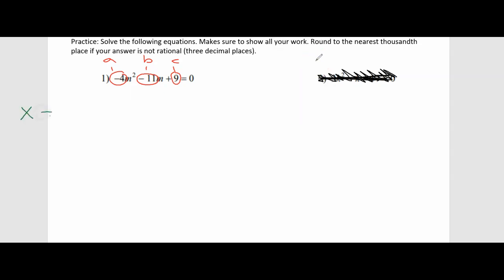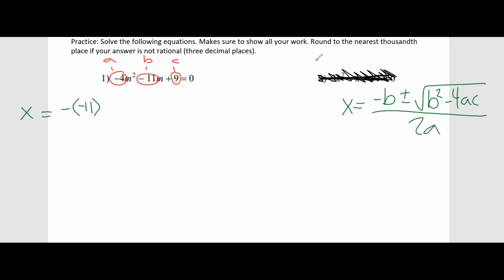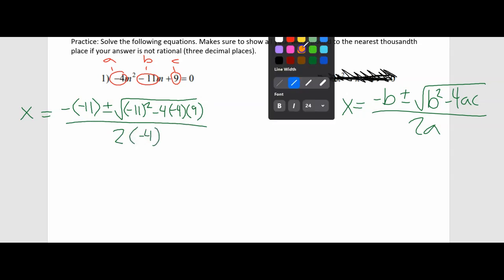So I'm going to get x is equal to -b, so negative or minus -11. All right, remember the quadratic formula: -b plus or minus the square root of b squared minus 4ac, all over 2a. So I have minus -11 plus or minus the square root of b squared, so -11 squared, minus 4 times a, which is -4, times c, which is 9, all over 2 times -4. All right, we got quite a bit of simplifying here to do.